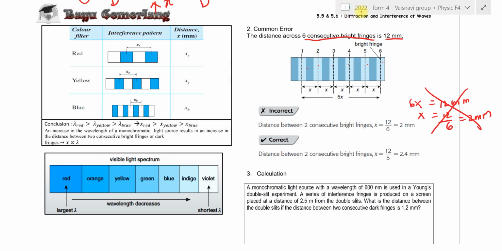Kalau dia cakap 6, tengok dulu diagram kamu. 6, sebab kita punya X ni jarak di antara 2 tau. Not, if there is a 6, that you divide 6, cannot. See, 1, 2, 3, 4, 5, 6, you label like that. Then, you measure ada berapa X. 1X, 2x, 3x, 4x, 5x. Jadi walaupun dia cakap 6 consecutive bright fringe, that means 5x only you can form is equal to 12 mm. Jadi x-nya adalah 12 over 5, 2.4 mm.